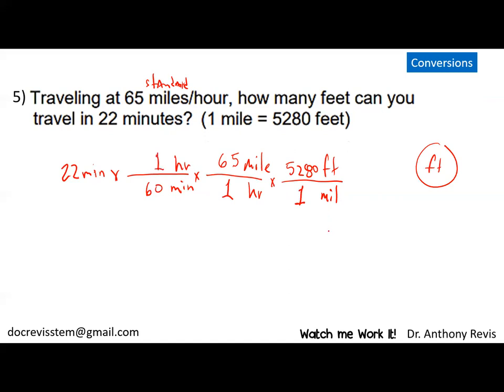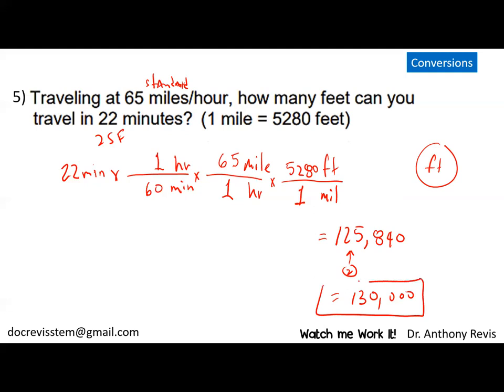And if I punch this through on my calculator, I get 125,840. That's too many numbers because I only have 2 sig figs in my original given. Therefore, to 2 sig figs, I've got to stop right here at that point. That's my 2 sig fig point. Therefore, my final answer is going to be 130,000. I just use the zeros to round it off. I know my rules of sig figs, and that works. Okay.